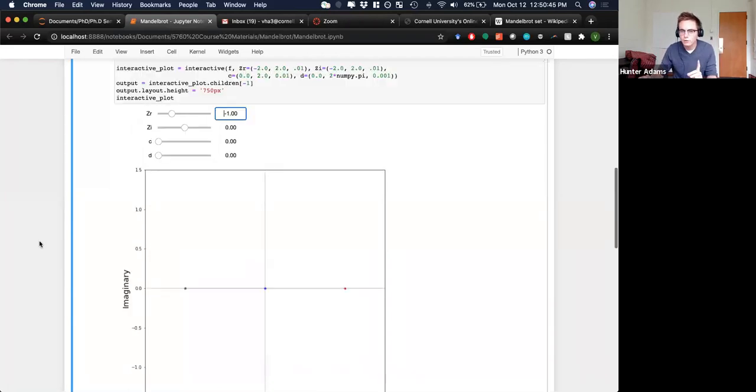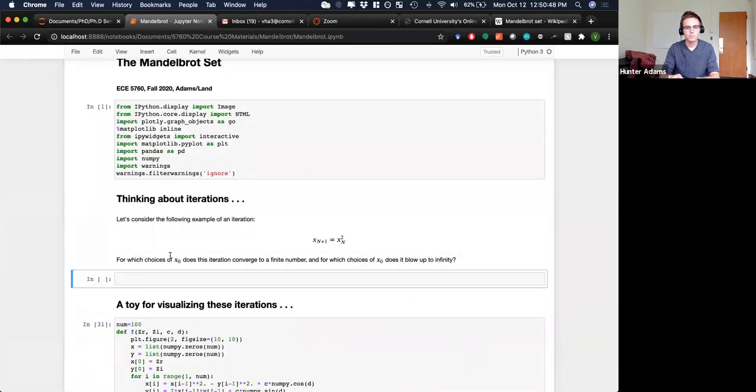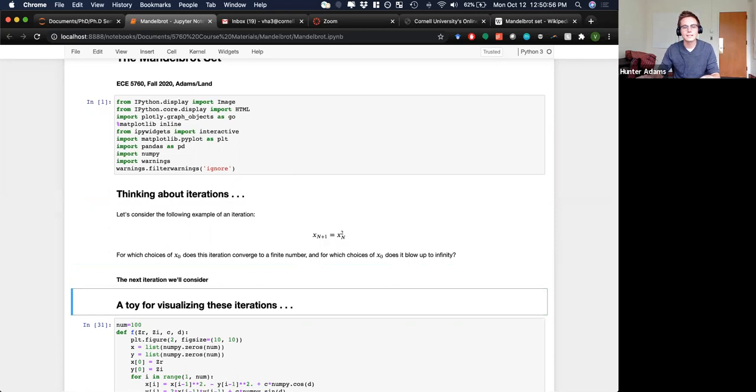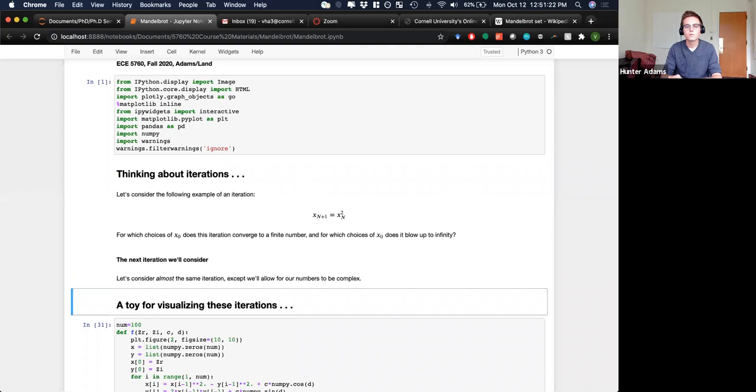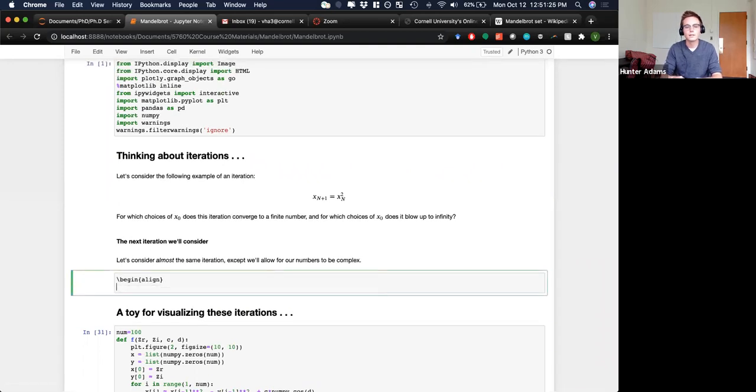Okay, so now let's add just a little bit of complication to this. I'll say the next iteration we'll consider is essentially the same iteration, almost the same iteration, except we'll allow for our numbers to be complex. So we'll say z, which we typically use to represent complex numbers, at n+1 is equal to z at n squared.